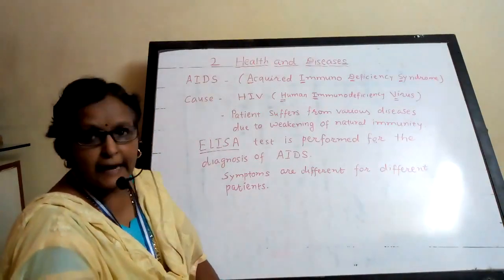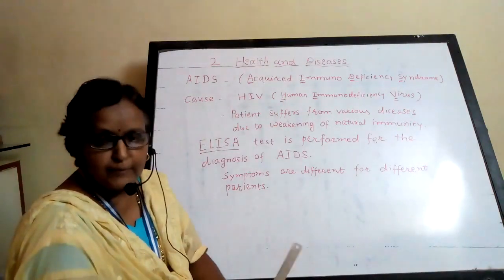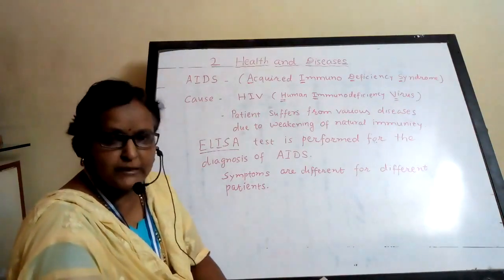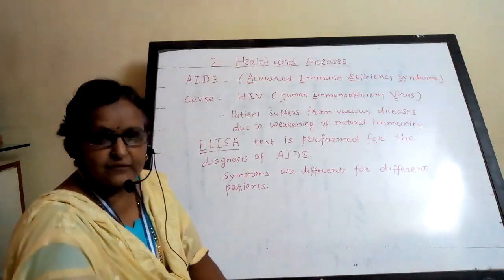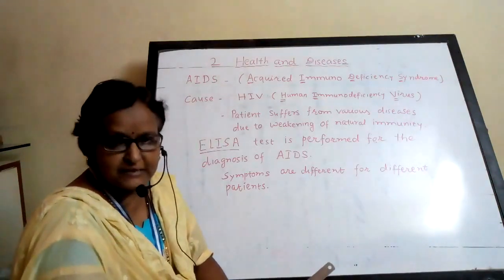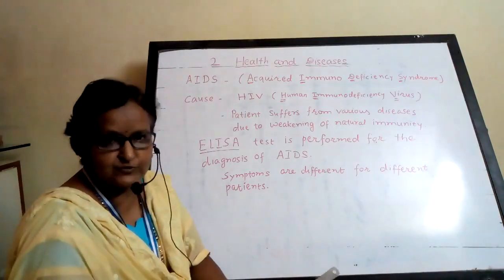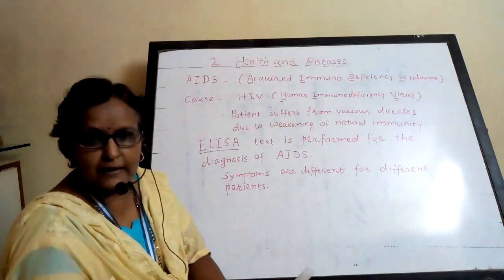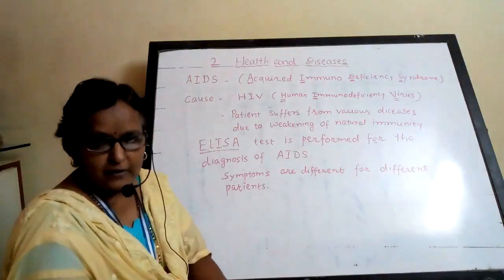Next disease is AIDS. The name AIDS is from acquired immunodeficiency syndrome. Immuno means immunity. Our immunity means our resistance power against different diseases. That is called the immune system. Immunodeficiency means our resistance power is lacking or reducing. Just as we say vitamin deficiency, similarly immunodeficiency means lack of resistance power or immune system.